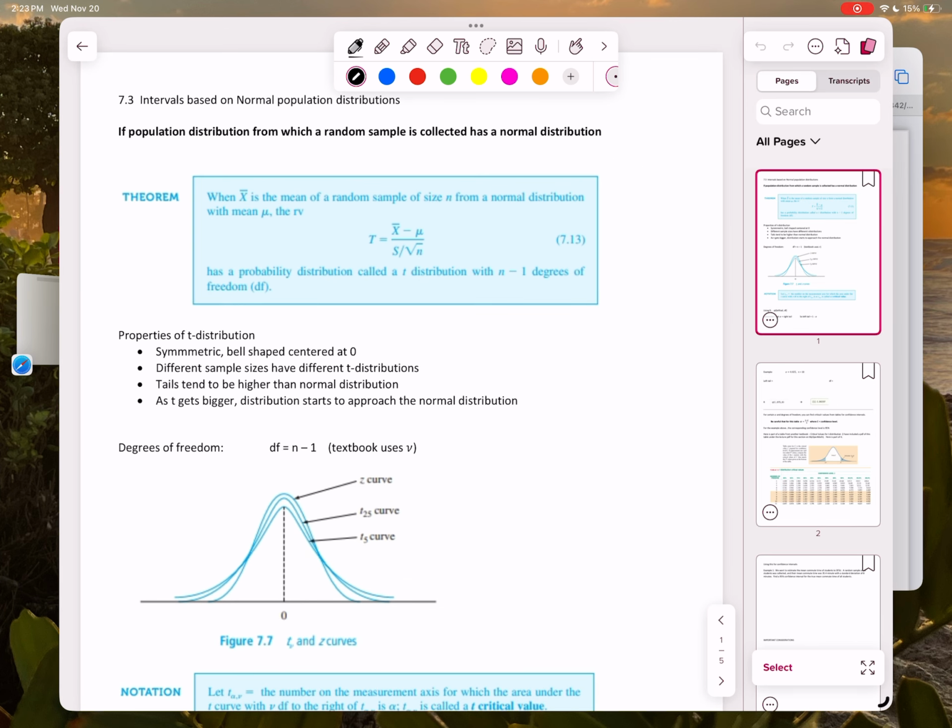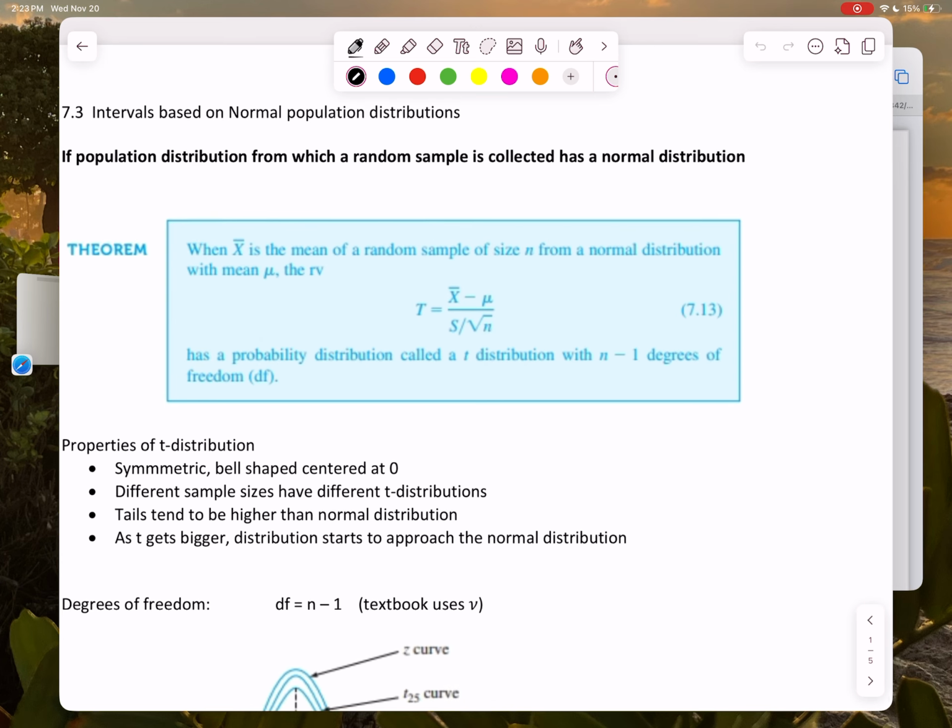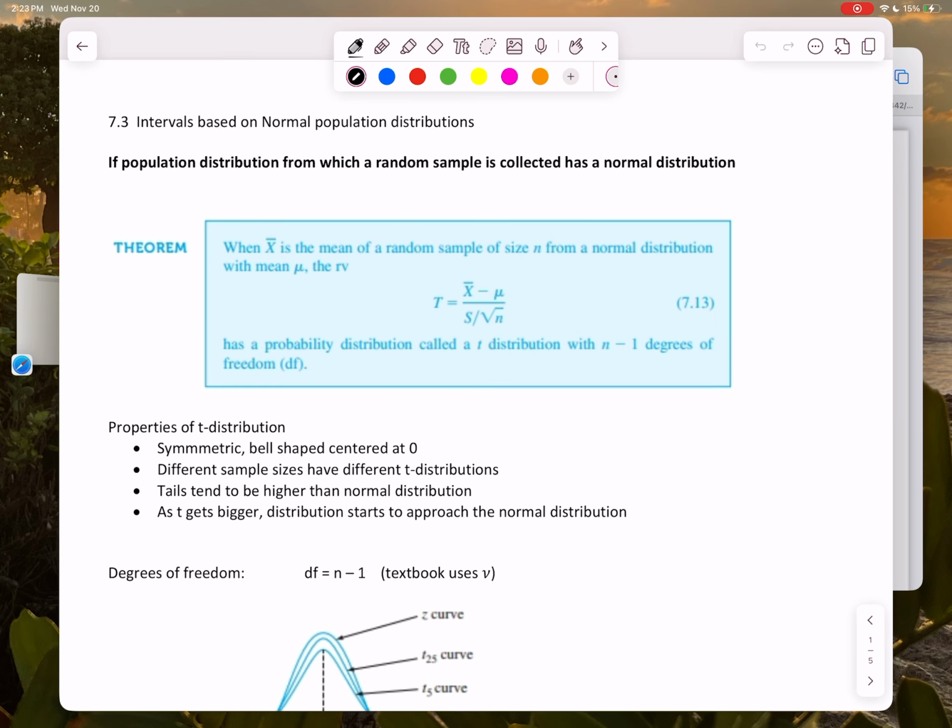Let's see if I can get this to, hold on. Can I make it full screen? Oh, well, I'm not trying to make it full screen. I'm not going to worry about it.